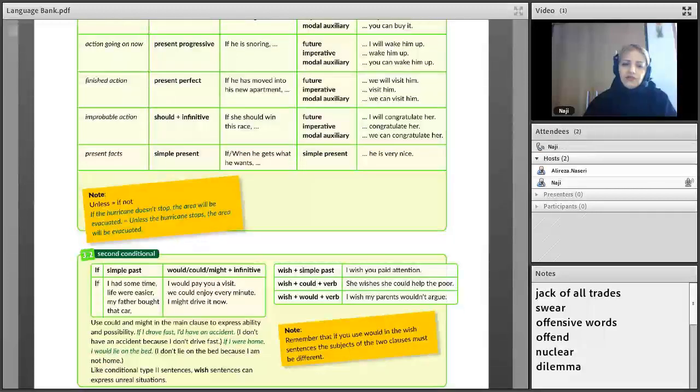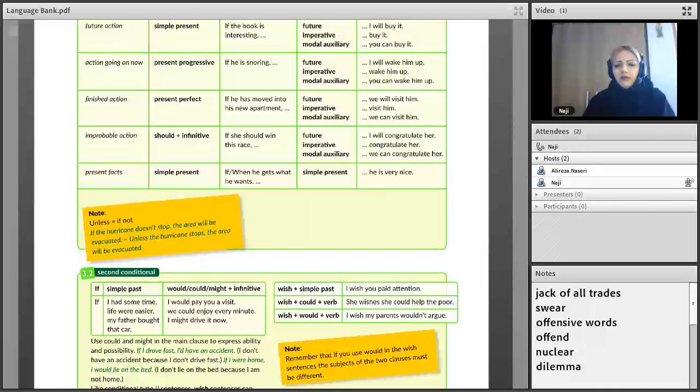Type 0 is a type that we usually use for facts and principles, when something can be true all the time. For example, when people get married in Japan, they usually have a ceremony at a shrine. This is something that generally happens there. Or very general facts and principles, like if you heat water, it boils. Both the if clause and the consequence, or main clause, are in the simple present.